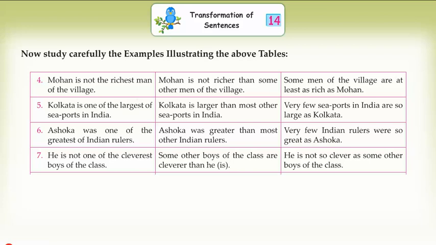Ashoka was one of the greatest of Indian rulers. Ashoka was greater than most other Indian rulers. Very few Indian rulers were so great as Ashoka.